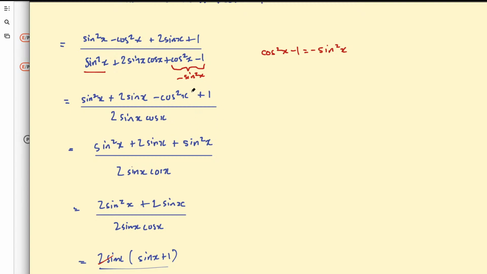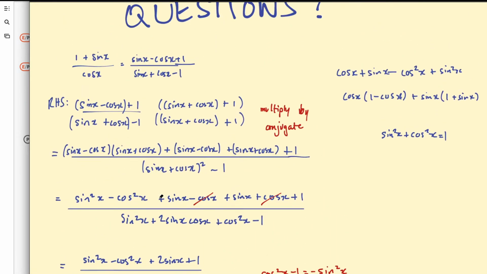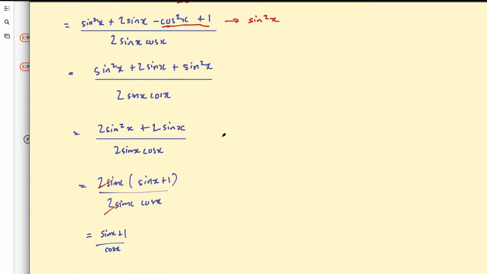Then I substituted sine squared for the 1 take cosine squared. Then we have 2 lots of sine squared x plus 2 sine x. Factorize out 2 sine x, cancel, and you're left with sine x plus 1 over cosine x. Pretty cool problem.